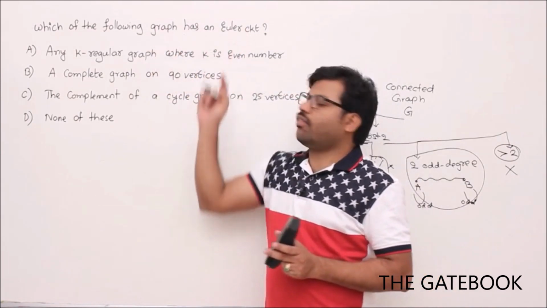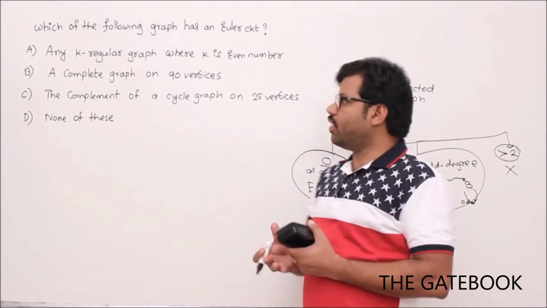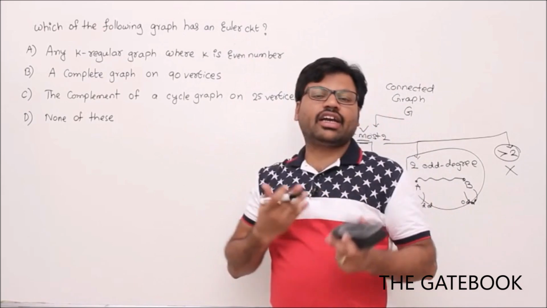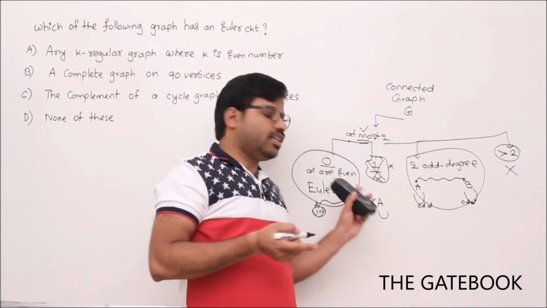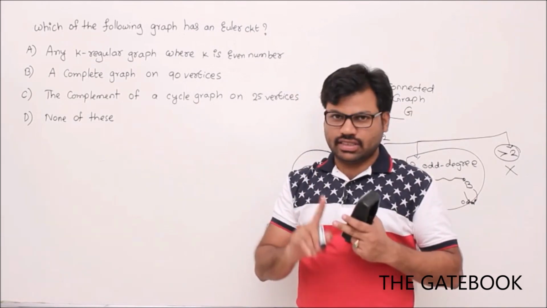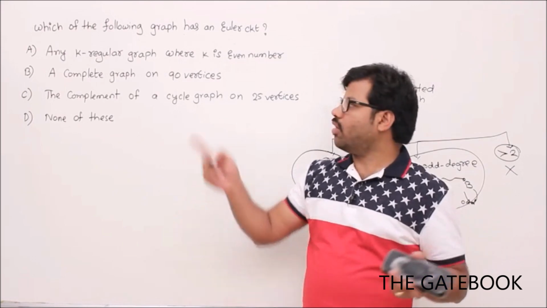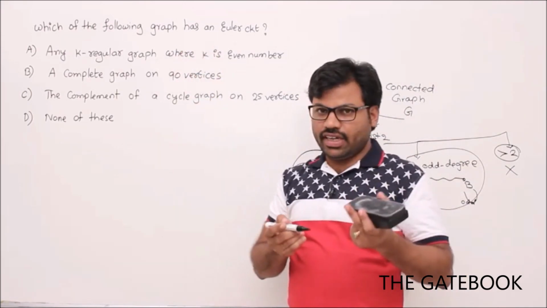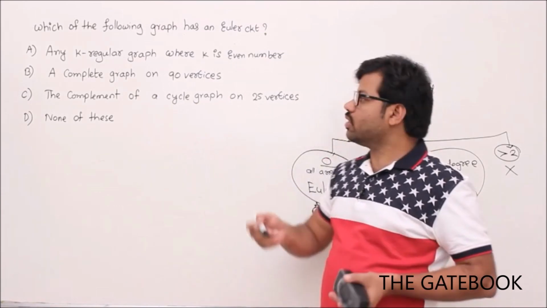Which of the following graphs has an Euler circuit? And 4 options are given. We'll evaluate one by one. If a graph has an Euler circuit, then we just realized that the number of odd degree vertices in such a graph should definitely be 0. That means every vertex degree should be even. That is a necessary condition and sufficient, of course.